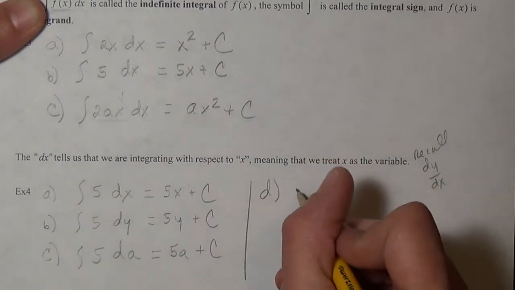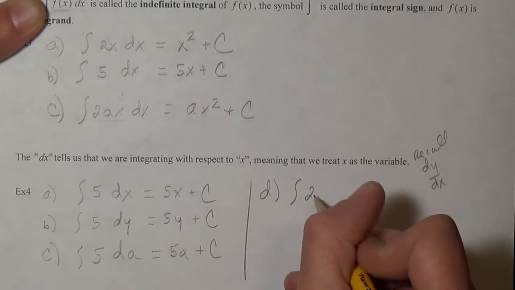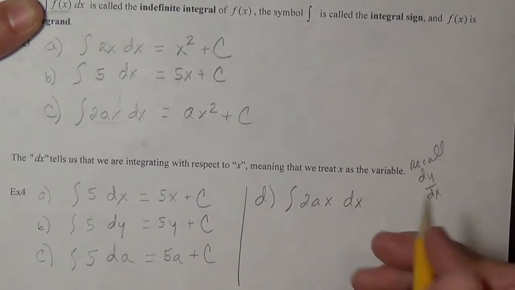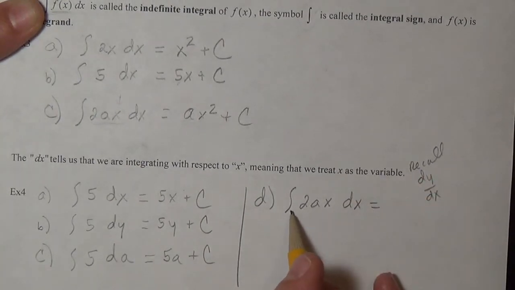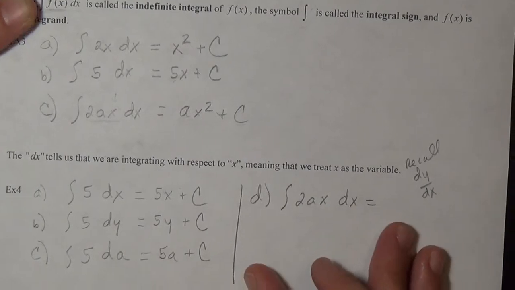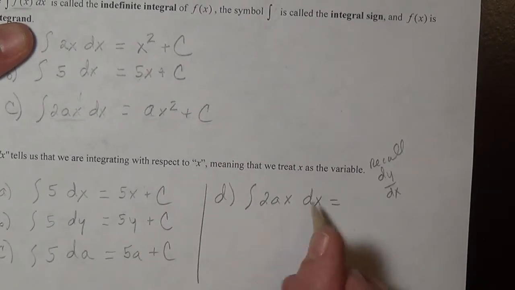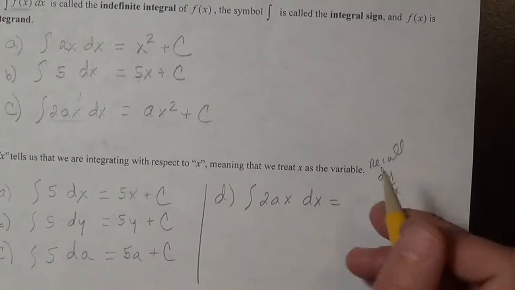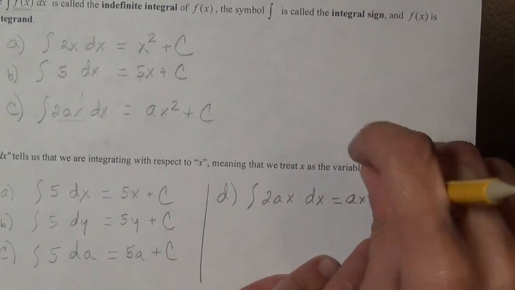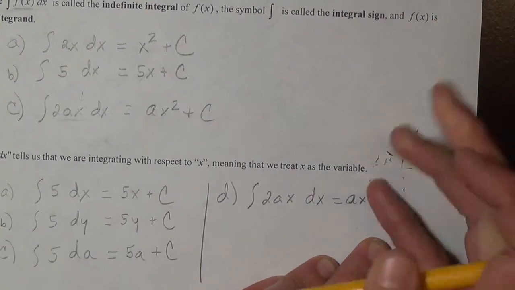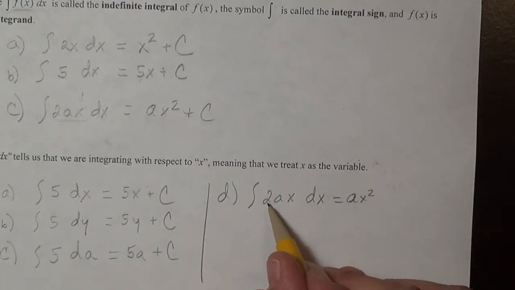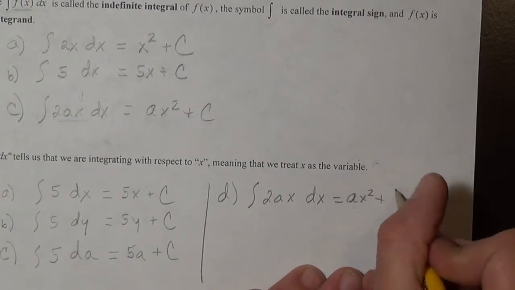Let's say the indefinite integral of 2ax with respect to x. This is my function here, 2 times a times x, but this is telling me that x is the variable. An antiderivative of this with respect to x would be ax squared. And that's because if I take the derivative of ax squared with respect to x, I'm going to get 2ax.